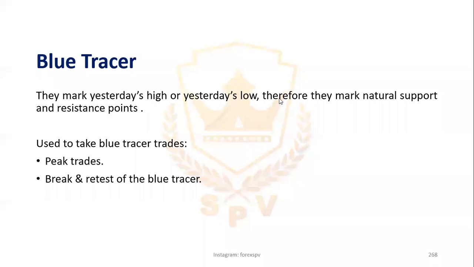So today we're going to continue on the Bluetracer, finish up with the indicators, and talk of the peaks, how to identify these peaks. Okay, so the Bluetracer marks yesterday's high and yesterday's low, and we have learned that the previous day high, previous day lows act as natural support and resistance points. So basically they mark natural support and resistance points.